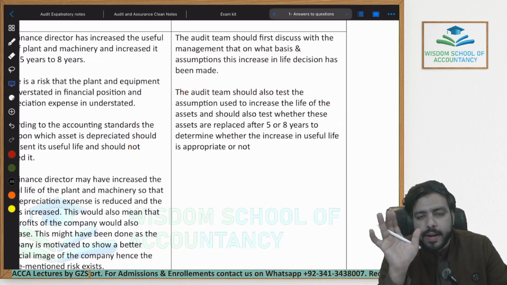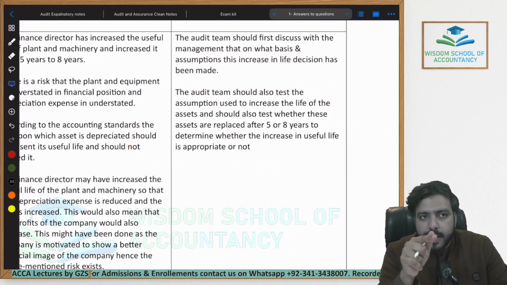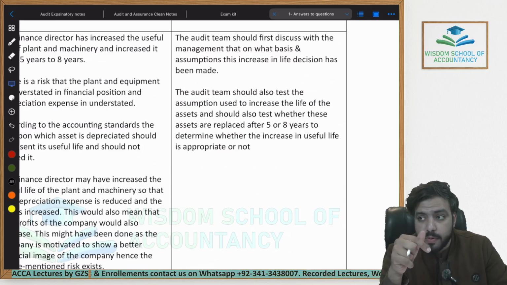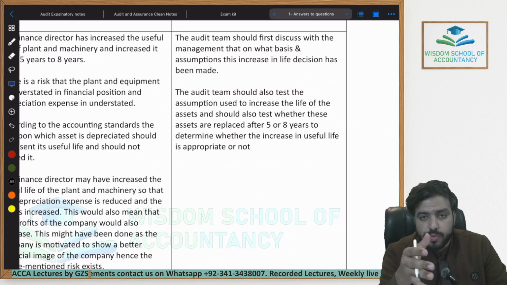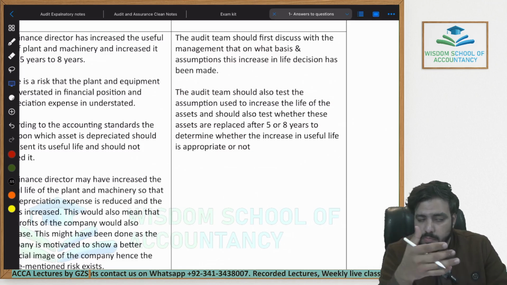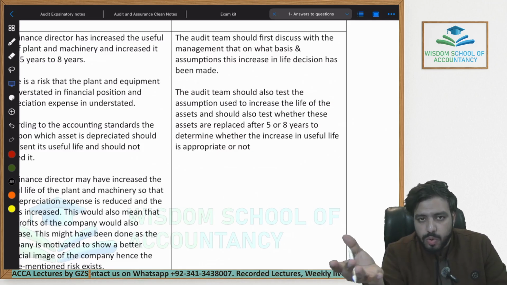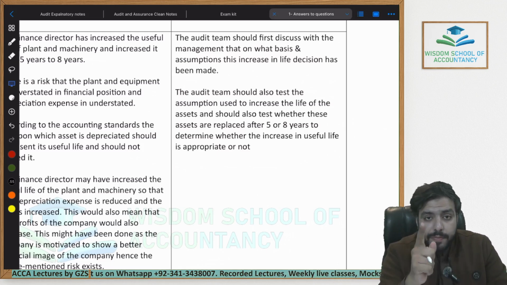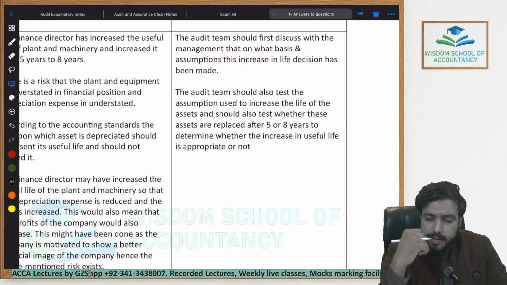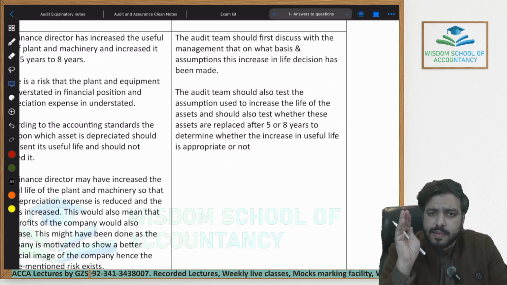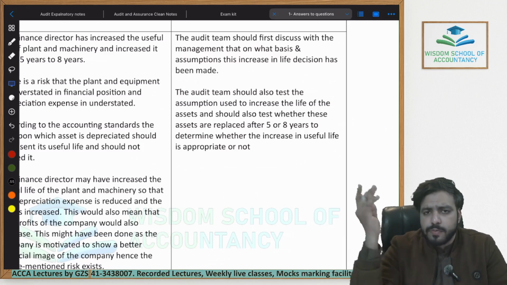Why don't you identify, if the life of this asset has increased from 5 to 8 years, whether the management is also planning to use this asset for 8 years or not? If the asset can be used for 8 years, this means that the life increase is good to go, there is no issue in that. But if you find out from the market or from somewhere that these assets cannot work after 5 years, that the management will have to replace these assets after 5 years, and the asset would not be usable anymore.